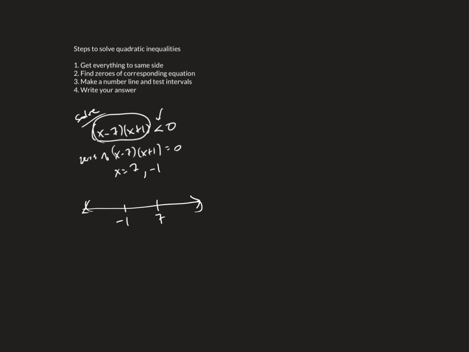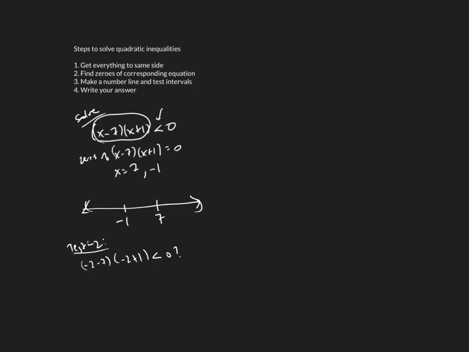And what we're going to do is pick a test number for each of the parts. It's just like what you did with the test point when you're graphing the quadratic inequality functions, but this time it's just a test number because we're only dealing with a number line. So I'm going to test a number that's less than negative 1 in the inequality. So when I test, say, negative 2, that would give me negative 2 minus 7 times negative 2 plus 1. And I'm questioning, is that less than 0? So is this true or not?